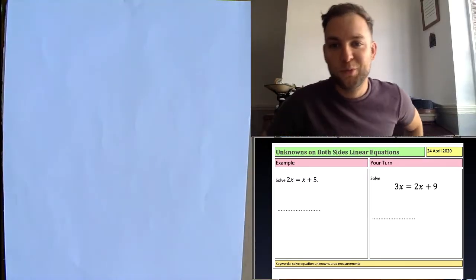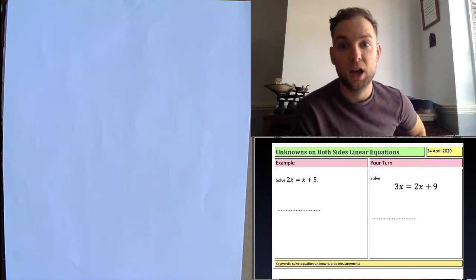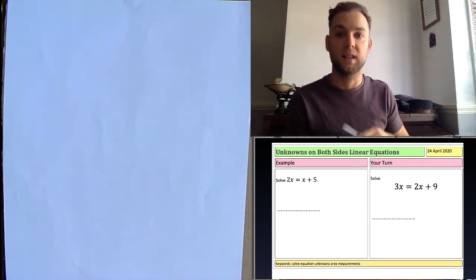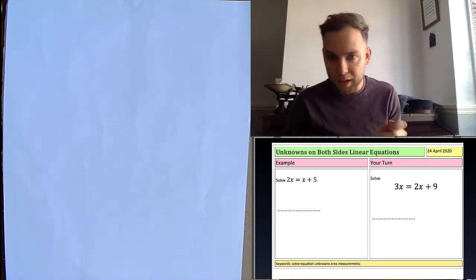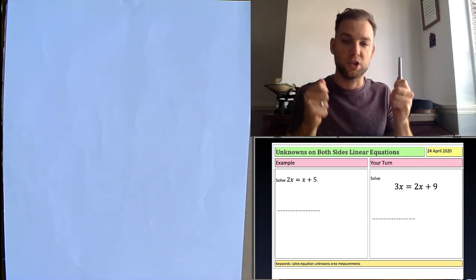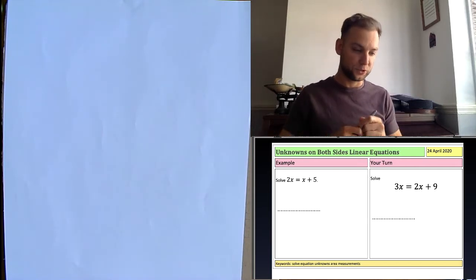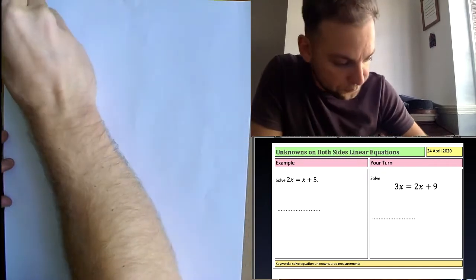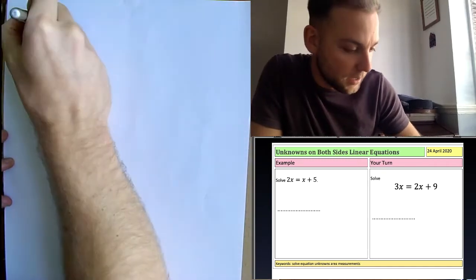Hello and welcome to today's lesson, which is solving equations with unknowns on both sides. Now this is only linear equations, so we're not dealing with any quadratics, it's just linear equations with unknowns on both sides. So let's have a go at our first example. So here we've got example 1.